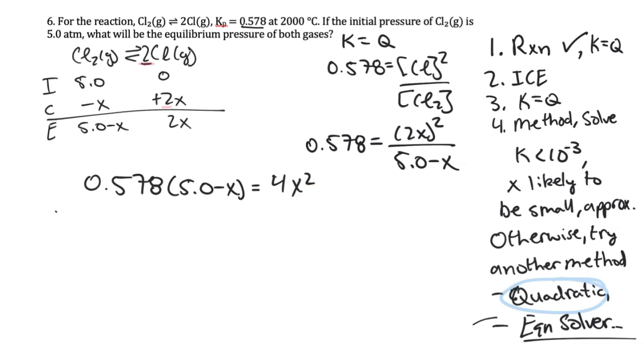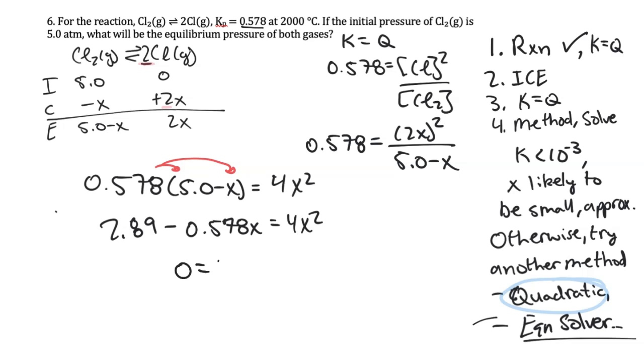Then we can do it either way. You just multiply this out. I guess that's not too much work. So when I do that distributing, I get 2.89 minus 0.578x is equal to 4x squared. Then I'll just move everything over to the side with the x squared. So I get 0 is equal to 4x squared plus 0.578x minus 2.89. And this is now how I want it.